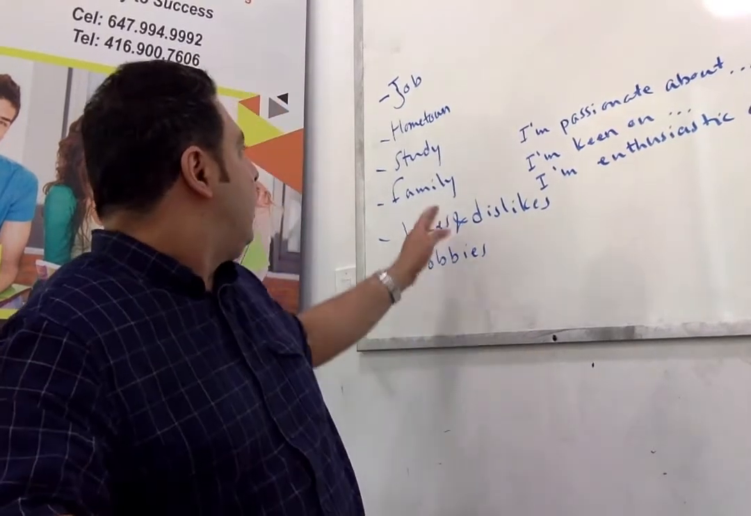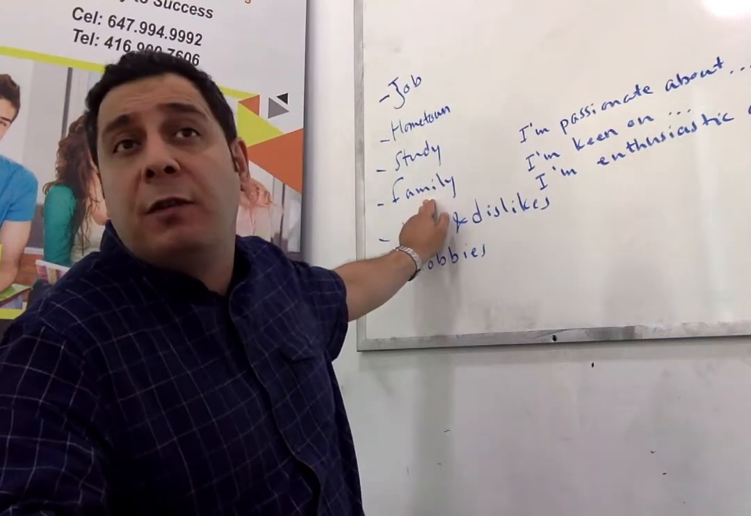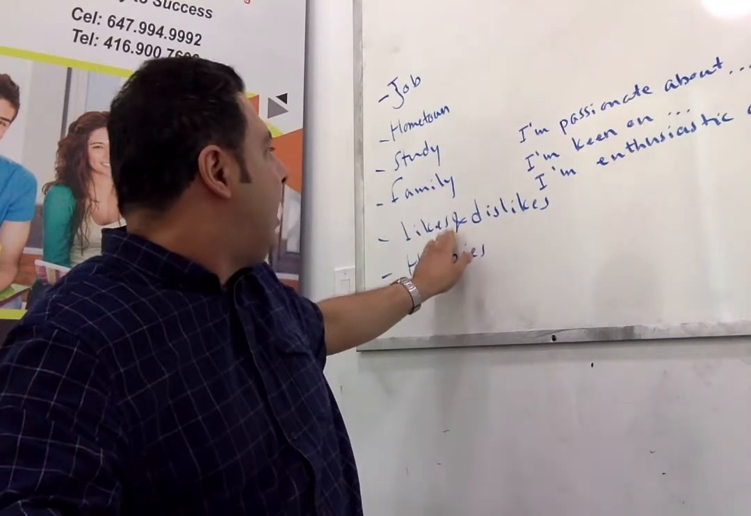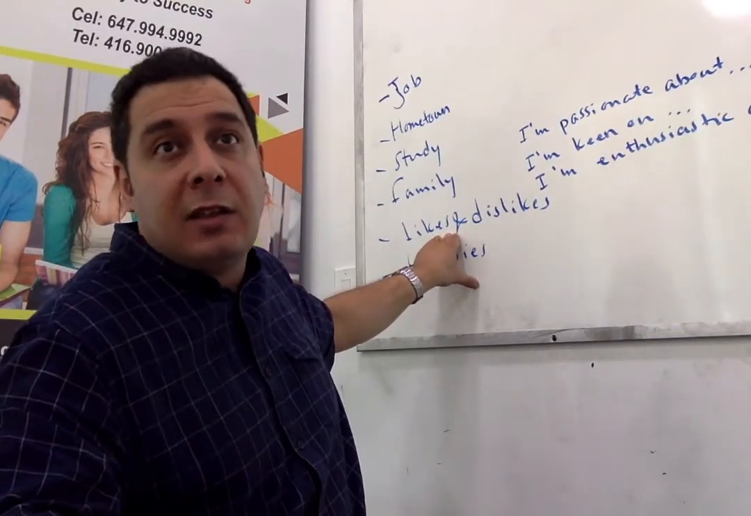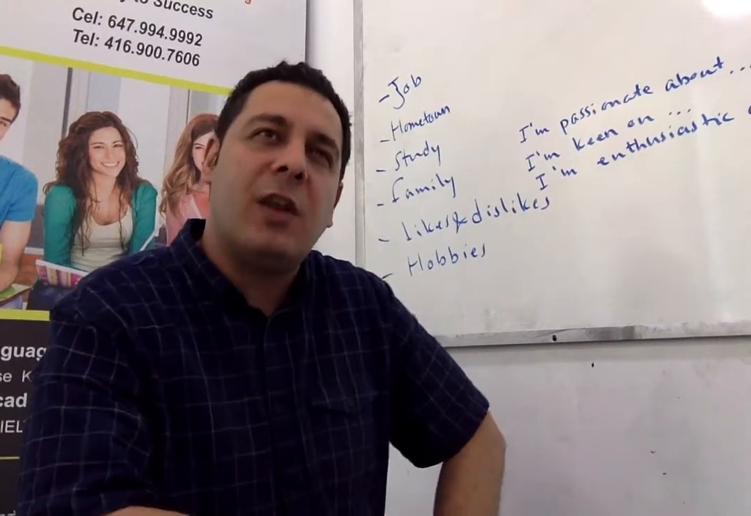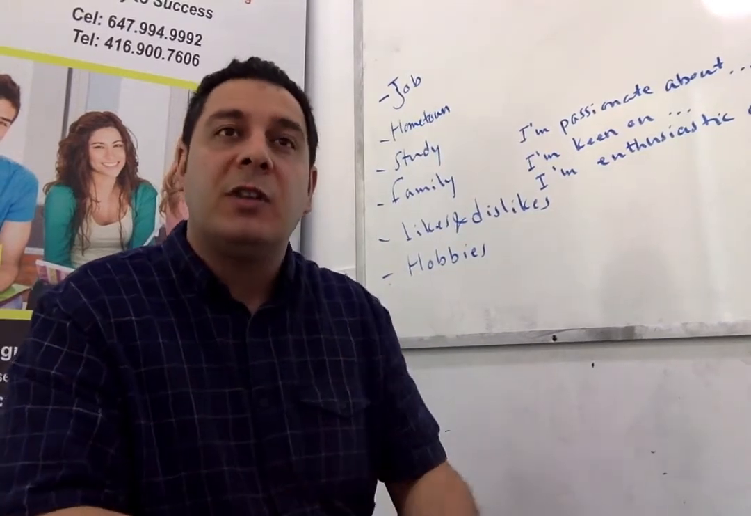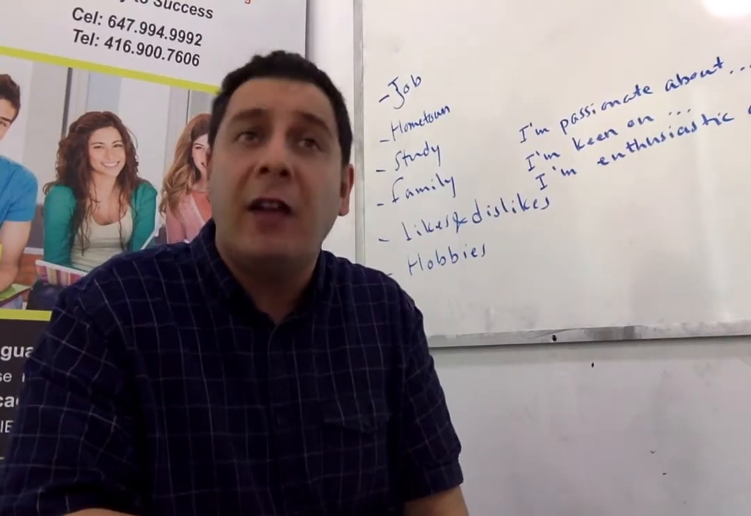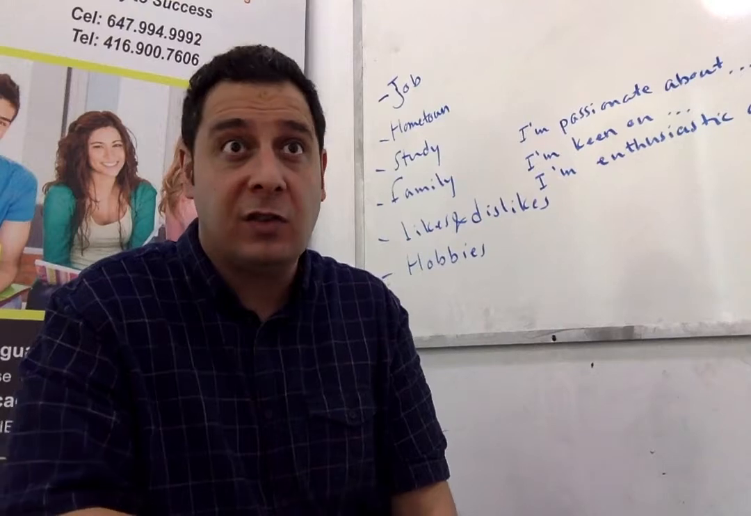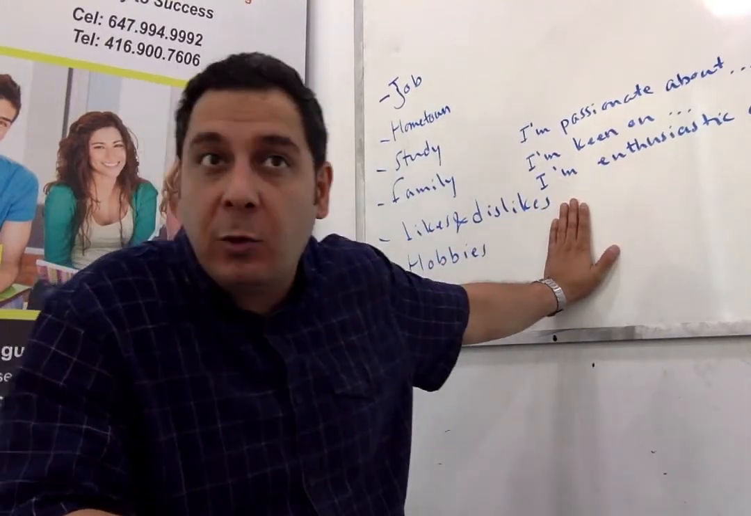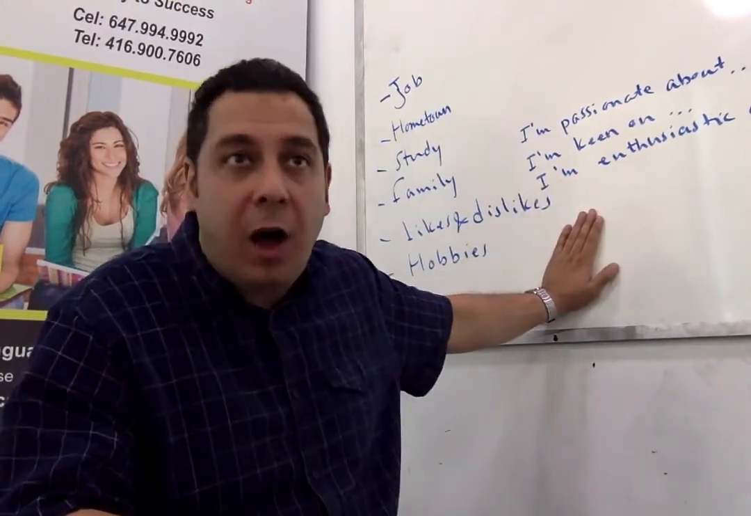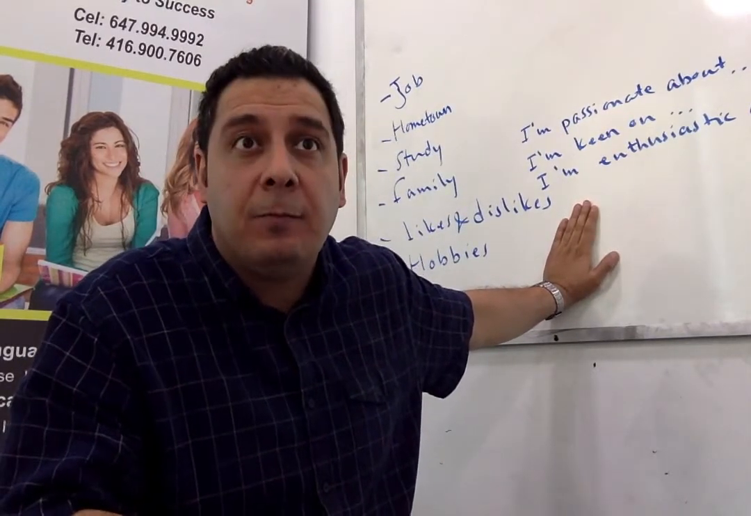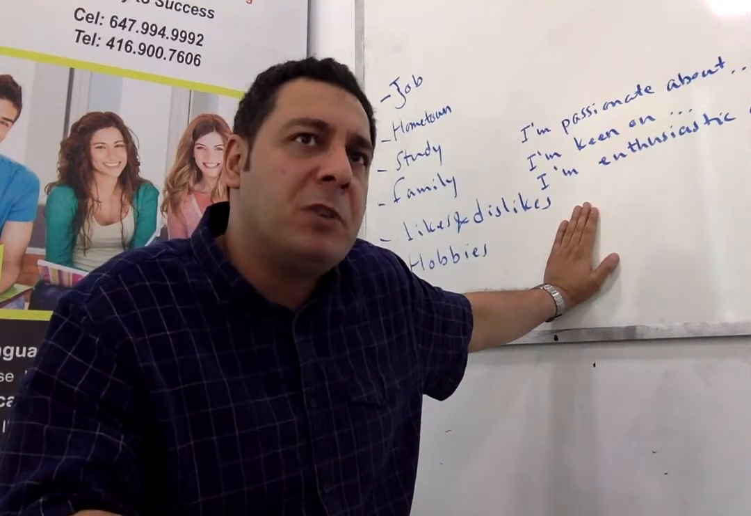And then he or she may ask you questions about your family, whether you come from a small family, a nuclear family, extended family, and your likes and dislikes and hobbies. So likes and dislikes and hobbies are usually combined. But instead of using the verb like or enjoy, we highly suggest our students, the candidates, to use I'm passionate about, I'm keen on, and I'm enthusiastic about, instead of using I like. You could also say I'm interested in, which is okay.